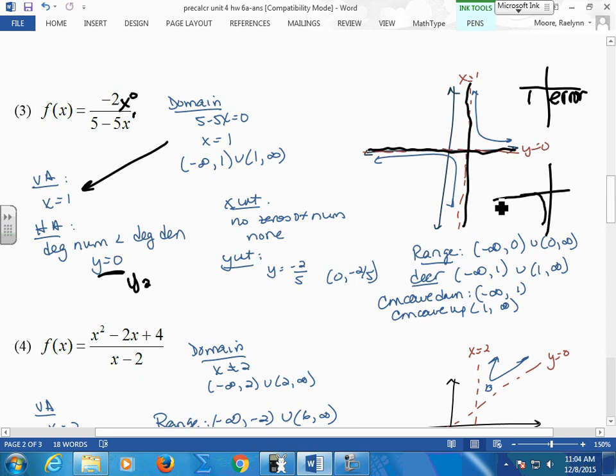But always look in your table. You'll see what's happening to your y value. And I would put your table in decimals, not fractions, because when they go in fractions, they're all different denominators. They're hard to tell.